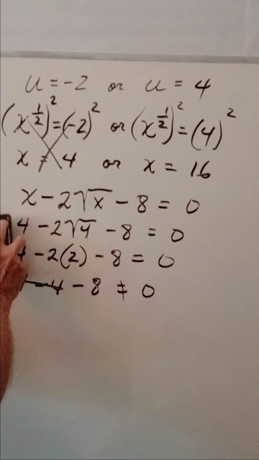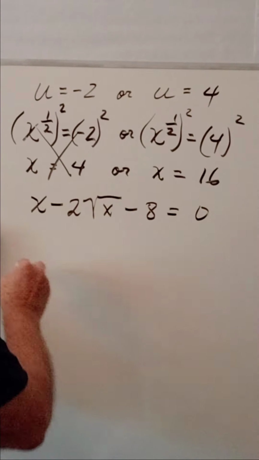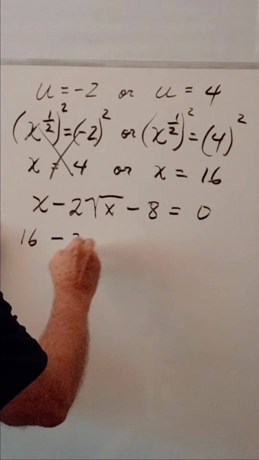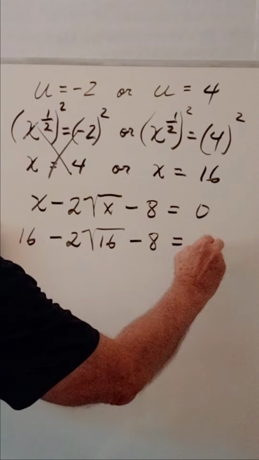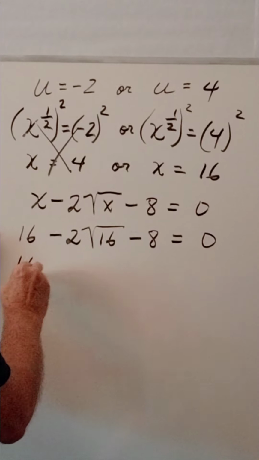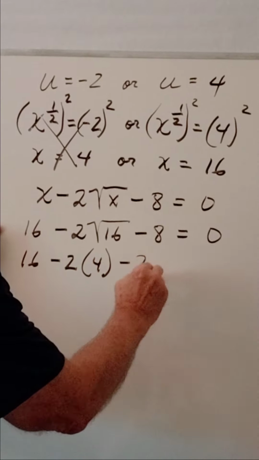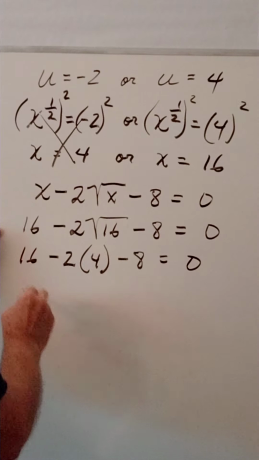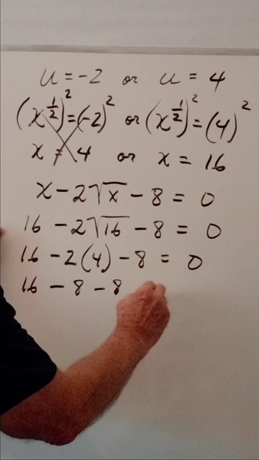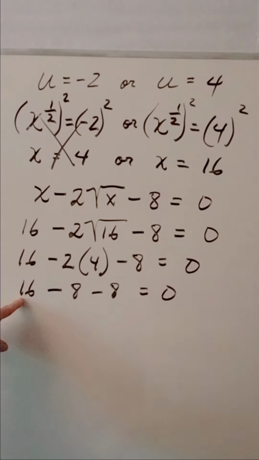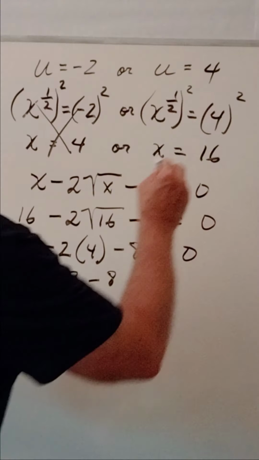Then we test the other potential answer of 16. 16 minus 2 root 16 minus 8 is equal to 0. 16 minus 2 times 4 minus 8 is equal to 0. 16 minus 8, another minus 8, is equal to 0. 16 minus 8 is 8, and 8 minus 8 is 0.